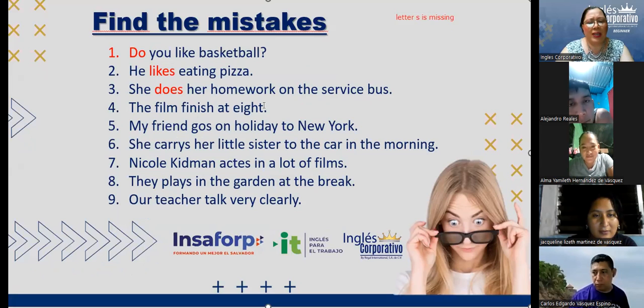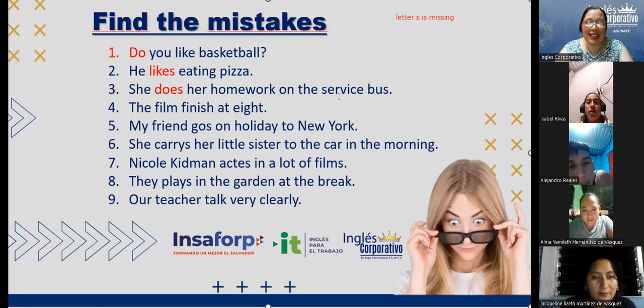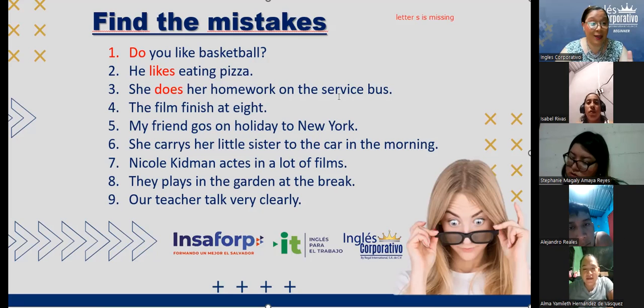Okay, that's a very good point. I think it's not relevant. Creo que no estaría como relevante la información si es en la tarde o en la mañana en este caso. Pero ha de haber otro error por ahí, ¿verdad? Ajá, the verb. The verb. Okay. Vamos a ver entonces cómo lo convertimos este en tercera persona, que sería it, ¿verdad? La película, ¿sí? Entonces, ¿cómo lo convertimos?